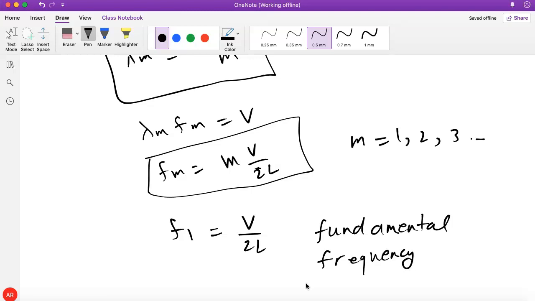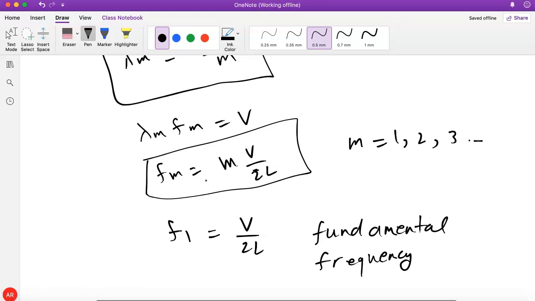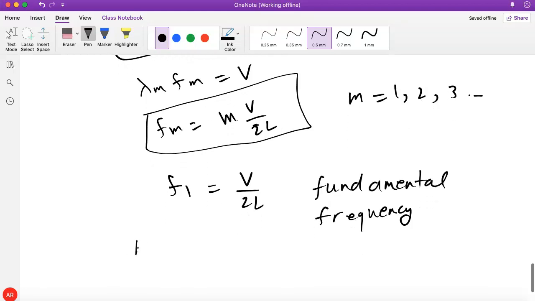Now, this integer m, which is also the number of antinodes, which is the number of half wavelengths you can fit into your entire string, is known as the mode number. M is called the mode number.